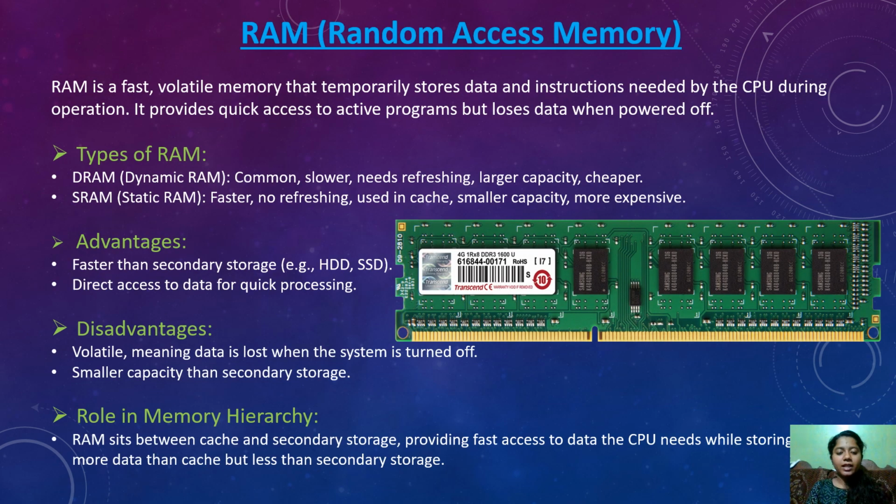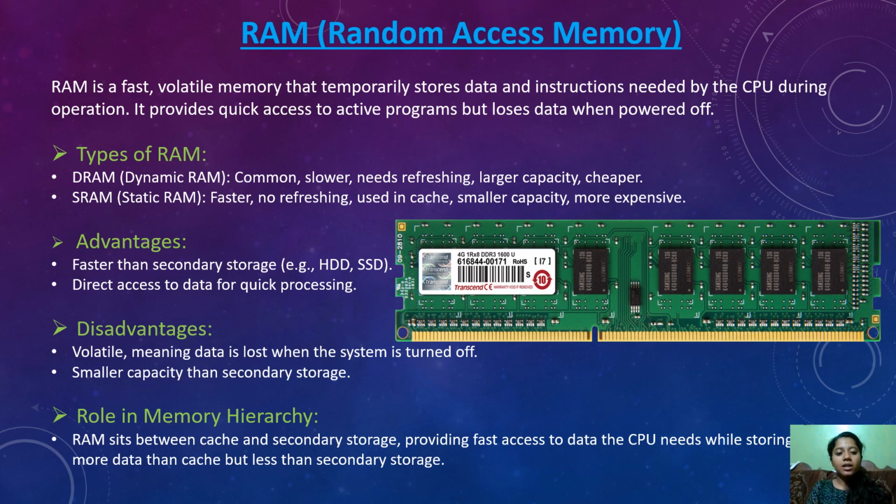Now let us know about RAM. RAM is a fast volatile memory that temporarily stores data and instructions needed by the CPU during operation. It provides quick access to active programs but loses data when powered off. There are two types of RAM, that is dynamic RAM and static RAM. Dynamic RAM is commonly used, slower, needs refreshing, has a large capacity and is cheaper. Whereas static RAM is faster, has no need of refreshing, is used in cache, and has smaller capacity but is more expensive.